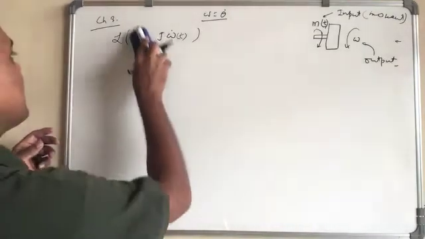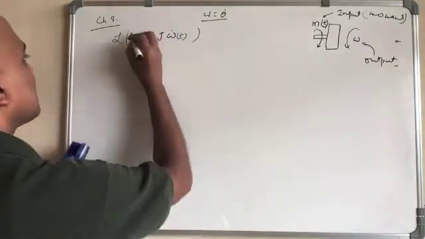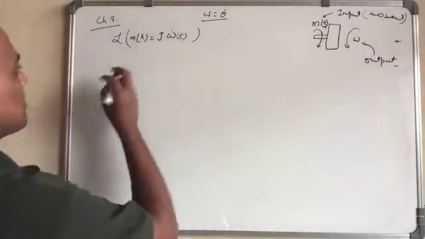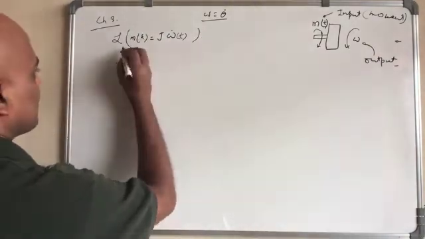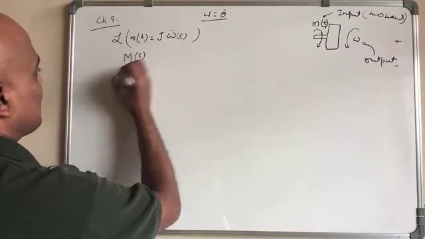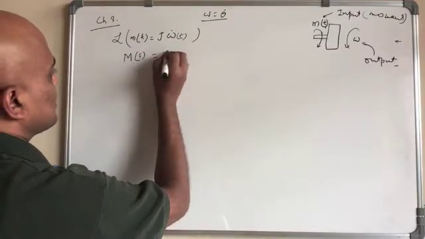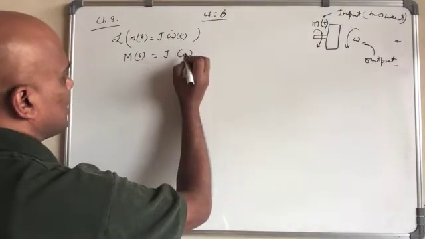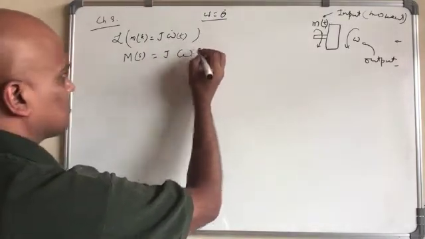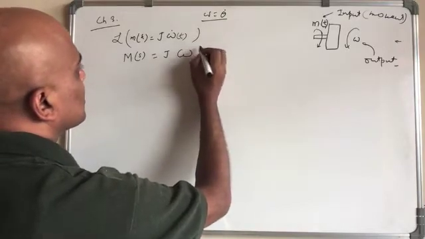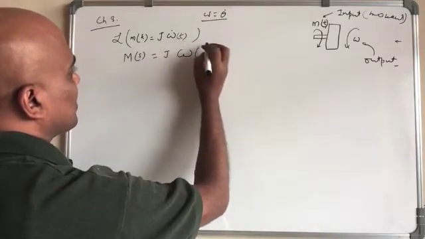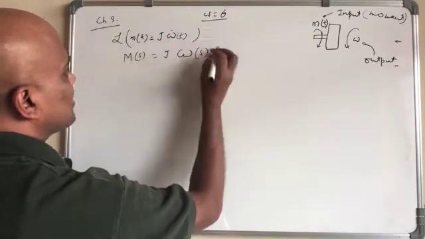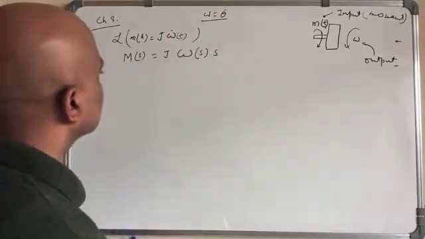So we have here the moment, which is a function of t, equal to this, and finally if we take the Laplace transform, this will be M(s) equal to J, and this will be big omega, and we have multiplied by s because of the dot, right?